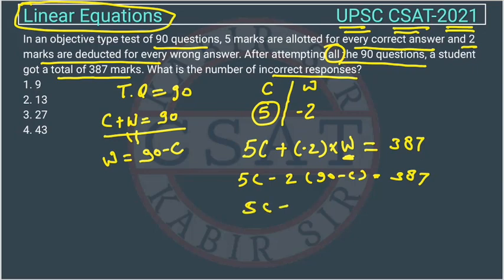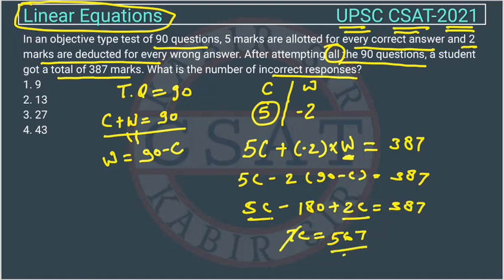So 5C minus 180 plus 2C is equal to 387. 180 will come this side and it will get added to 387. 5C plus 2C is 7C is equal to 567, right? 7 will come this side and 7 will cut this one. It will come 8 times 7 is 56 and 7 1 is 7. So C is equal to 81.